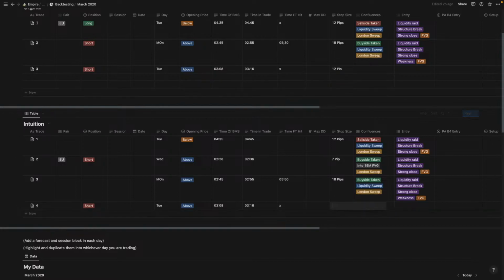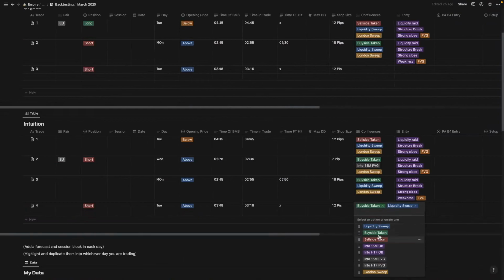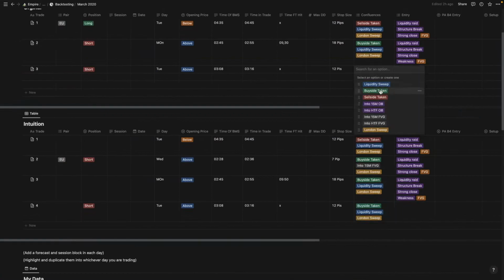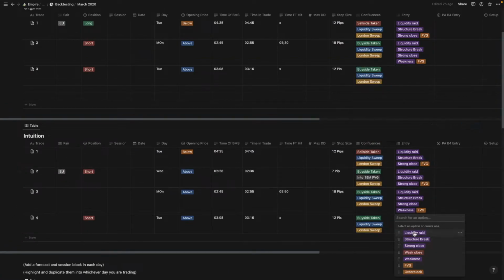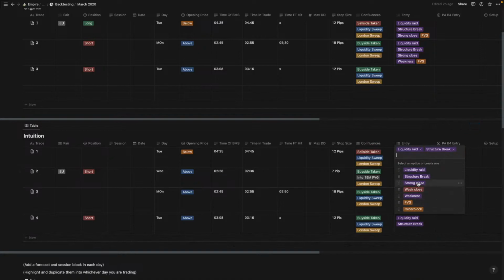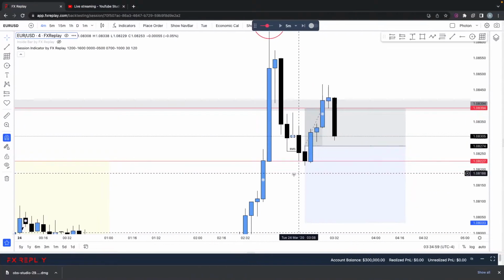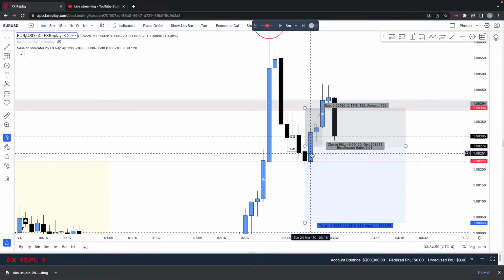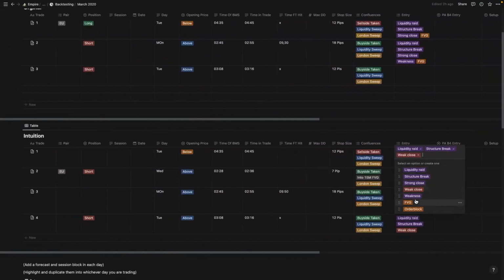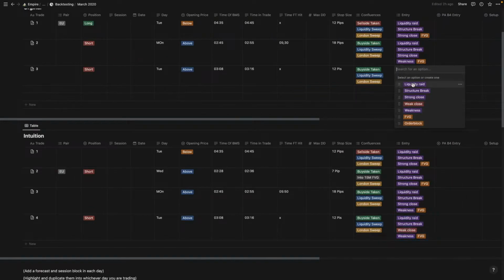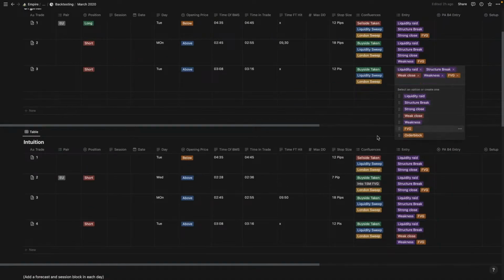12 pips, whatever. So this was buy side taken. There was a liquidity sweep. Definitely a weakness as well. So boom, buy side liquidity sweep, London sweep. Strong close because it was a body break. Actually, you know what? This is a weak close. I'm gonna put a weak close on this because yeah, it was a body break, but it's not really a strong close. Weak close, weakness and FVG.